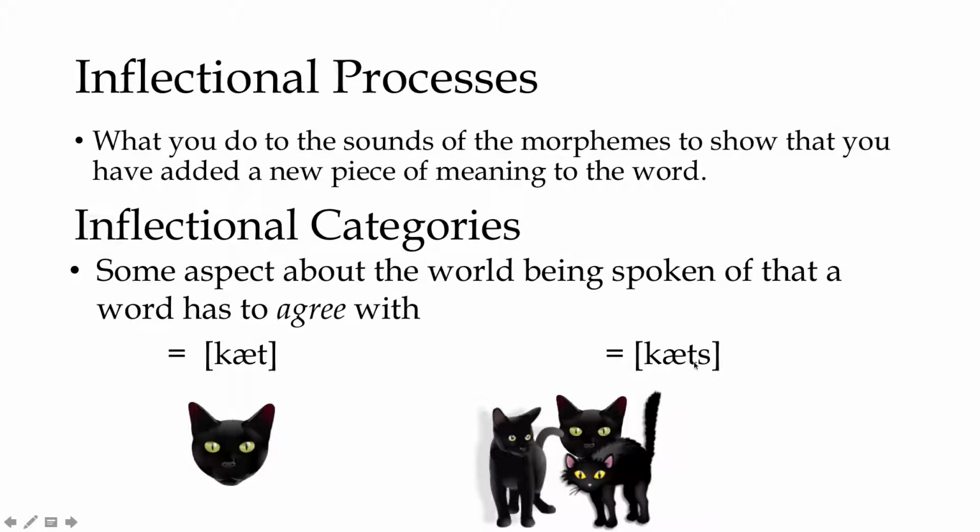And this inflectional category we call number. There's singular number when there's only one thing. There's plural number when there's more than one thing. That's the category or the aspect of the world that I'm calling into being through my speech, that I'm trying to communicate by adding this little s at the end.